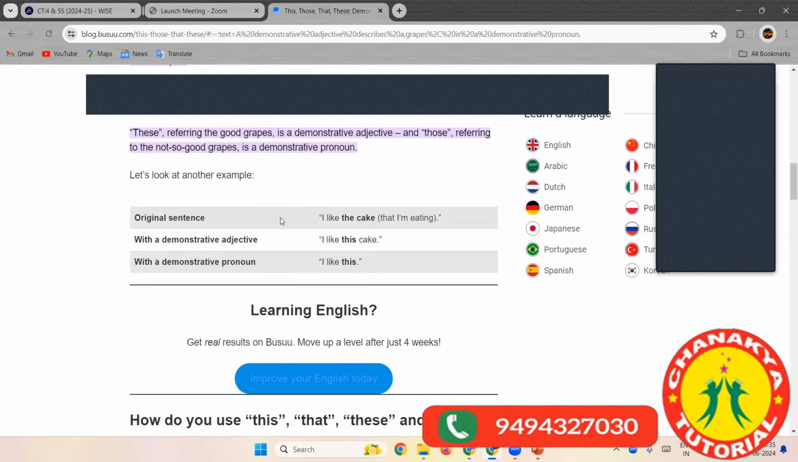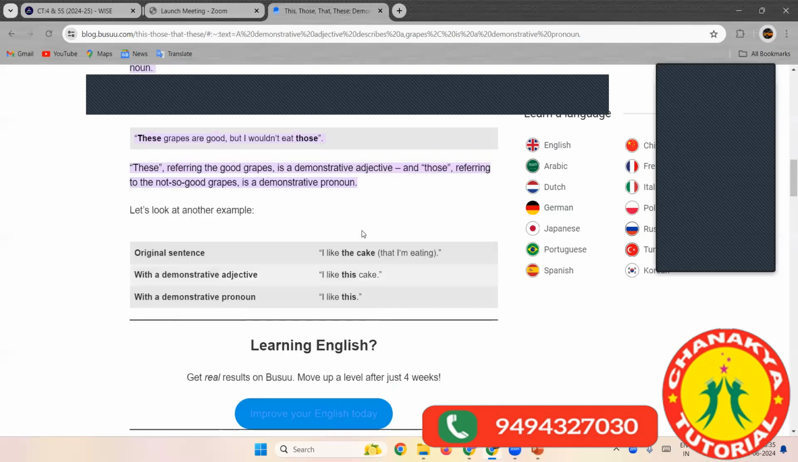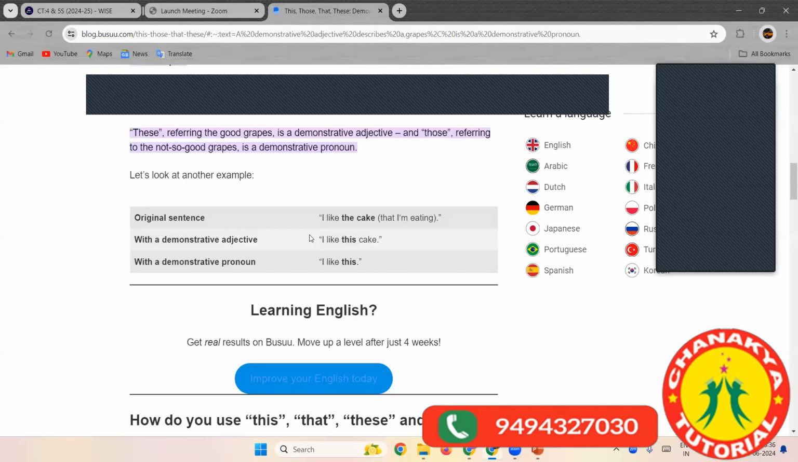I like the cake that I am eating. So this is going to be the original sentence: I like the cake. Okay, this is the original sentence. If I want to convert the sentence to a demonstrative adjective, how will I do that? Ma'am, like this cake. Correct. See the second one: I like this cake.